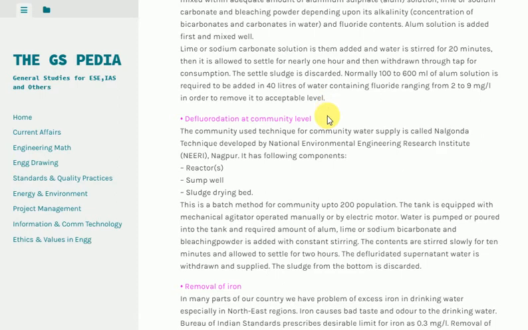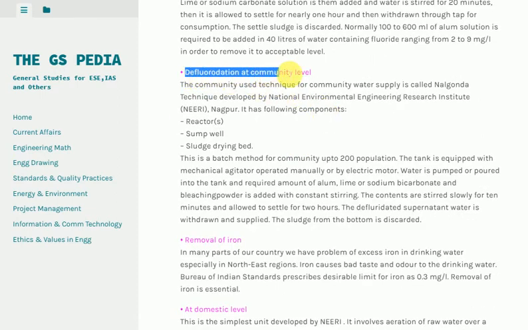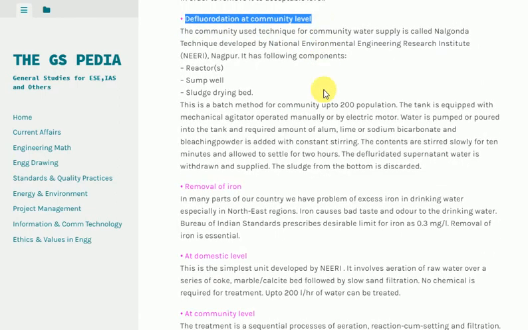The technique used for community water supply is called Nalgonda technique, developed by National Environmental Engineering Research Institute, NEERI, Nagpur. It has the following components: reactors, sump well, and sludge drying bed. This is a batch method for a community of up to 200 population.